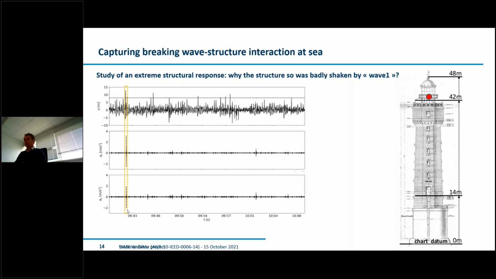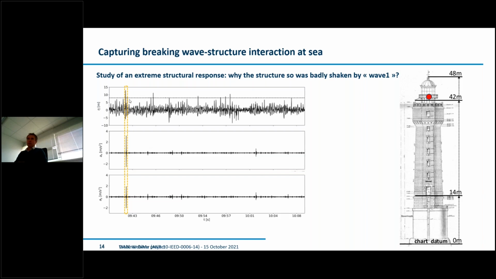We looked at the acceleration in time that is measured at the top of the lighthouse on January the 3rd, 2018, between 9:42 and 10:08 a.m. What you can see is that there is a very strong acceleration of the top of the tower that resulted in a displacement of about 5 millimeters of the top of the lighthouse during this record. That is much higher than the other accelerations felt by the lighthouse induced by the waves.